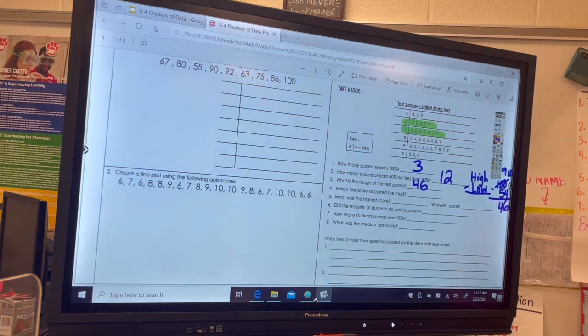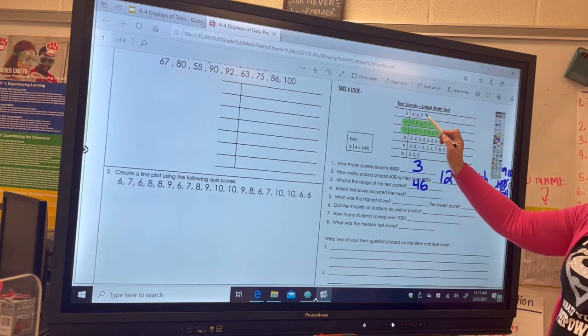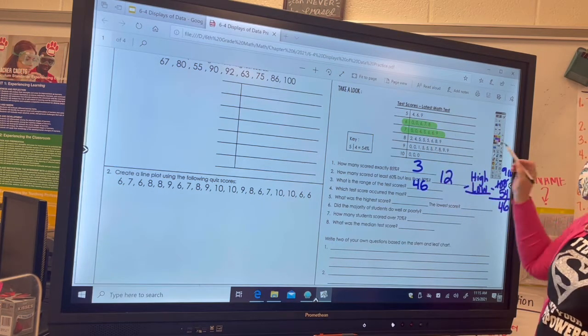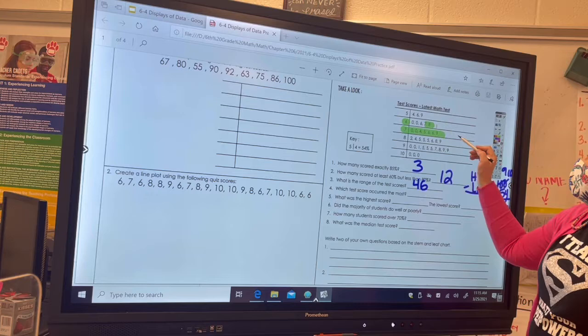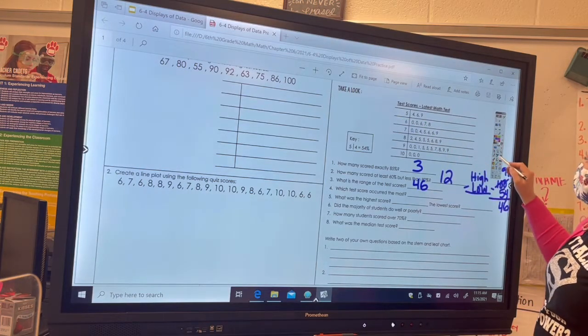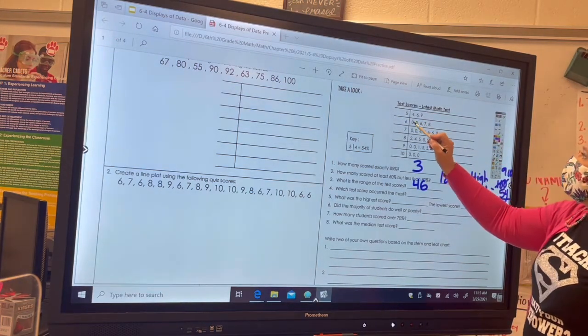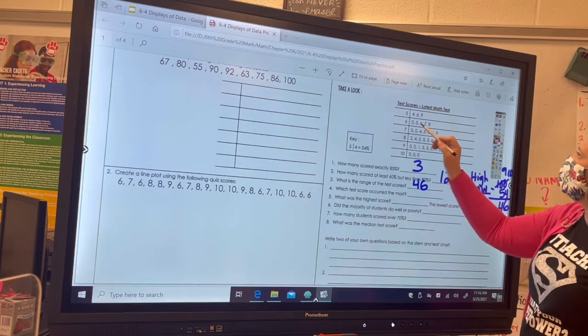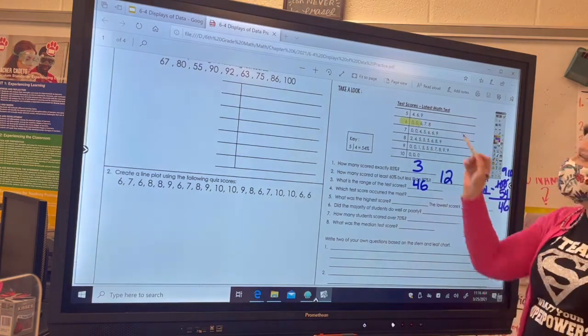Which test score occurred the most? Now, the number that's there the most often is called the what? Mode. The mode. So let's see, we've got 54, 56, 59, 60, 60. So we've got 60 there twice, okay? So I'm going to highlight this, just so that I don't forget that that one's there twice.